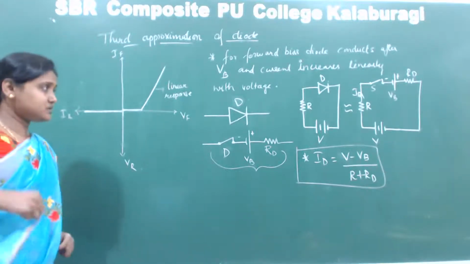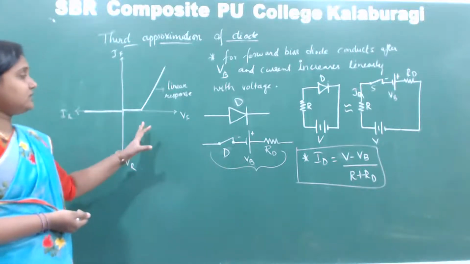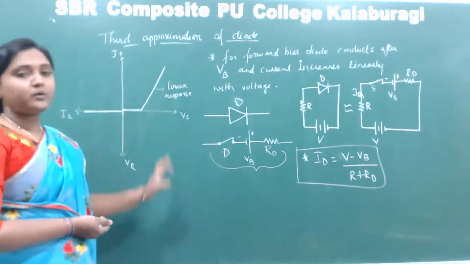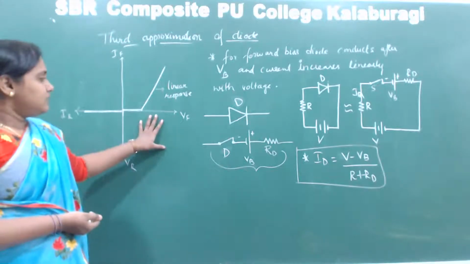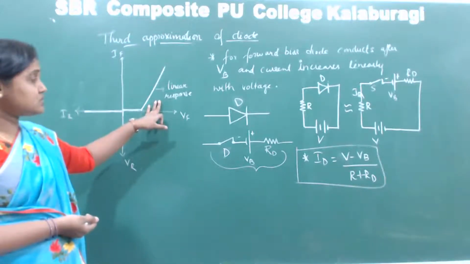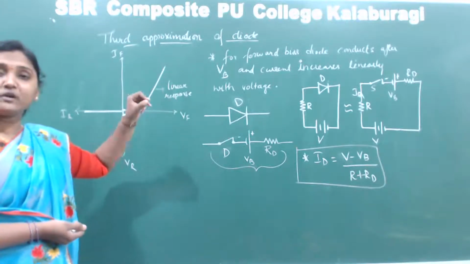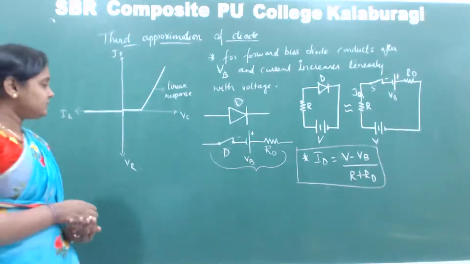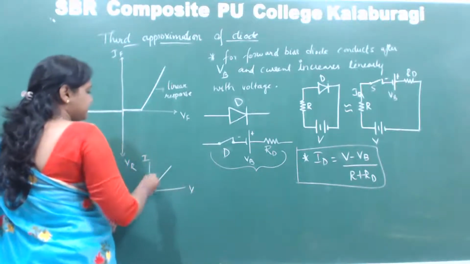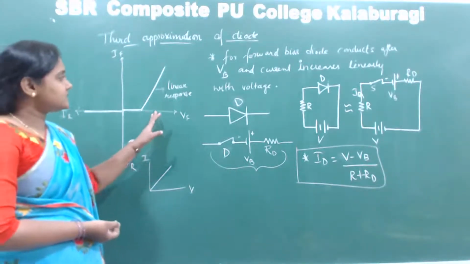So this is the third approximation where we are considering the diode to be conducting after the barrier potential. Not only that, the current increase is proportional to the voltage. That is a linear response we are going to get in the forward bias condition for the third approximation. And this response is considered to be that of a resistor. Even for Ohm's law, we have a linear response, voltage versus current. For every step of increase in the voltage, there will be a corresponding step increase in the current. That is called linear.